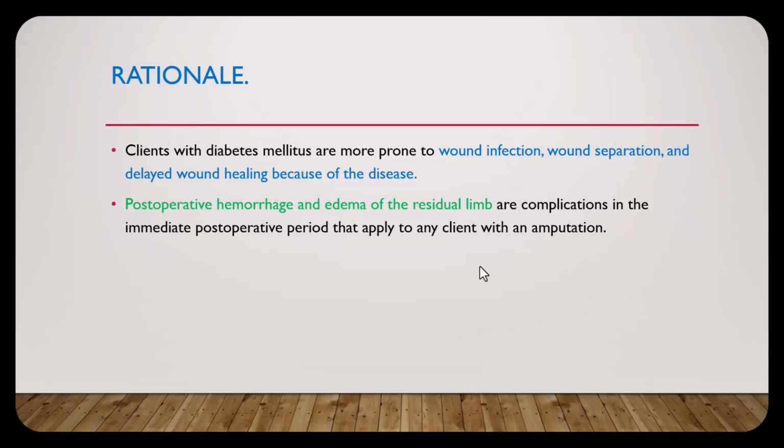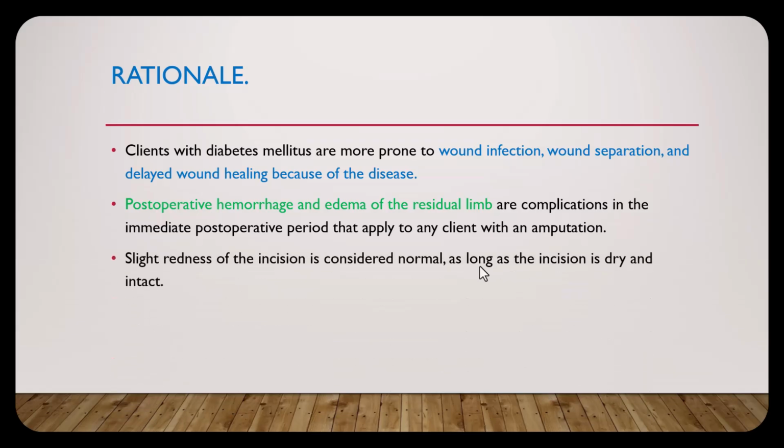Postoperative hemorrhage and edema of the residual limb are complications in the immediate post-operative period that apply to any client with an amputation. Slight redness of the incision is considered normal as long as the incision is dry and intact.